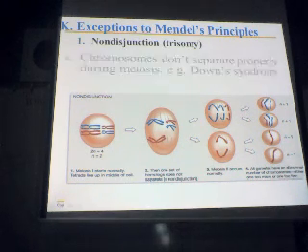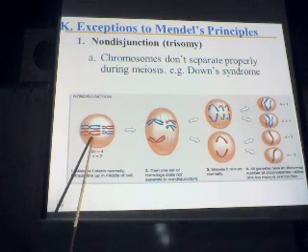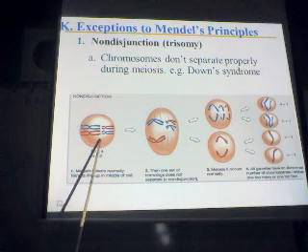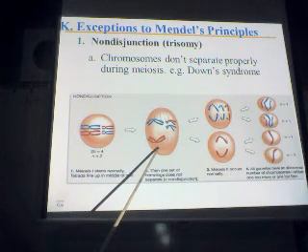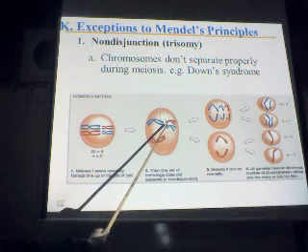Non-disjunction occurs when chromosomes don't separate properly during the process of meiosis. This forms syndromes like Down syndrome. We call these trisomies when you have 3 copies of a chromosome. In our diagram, we can see that here we have chromosomes lined up during metaphase. As they go into anaphase, these 2 are going to be pulled onto the wrong side.